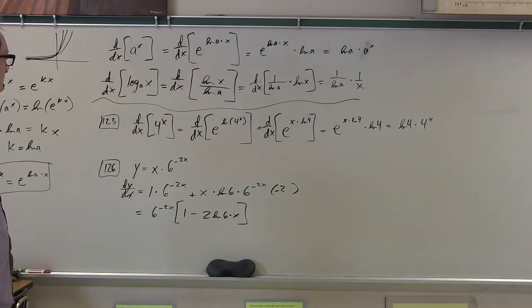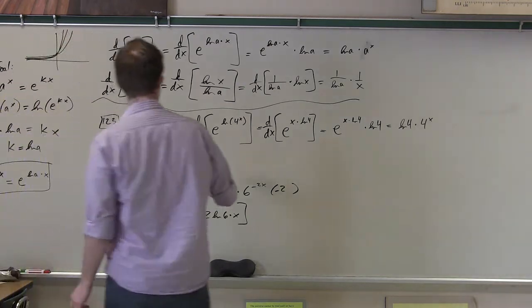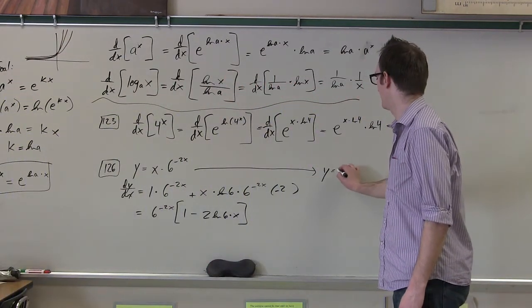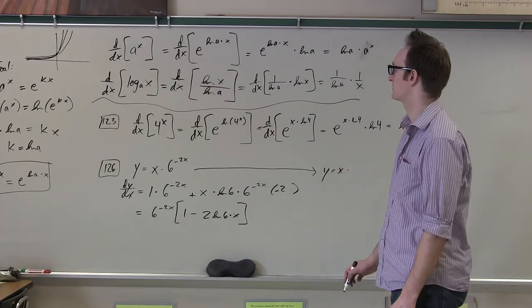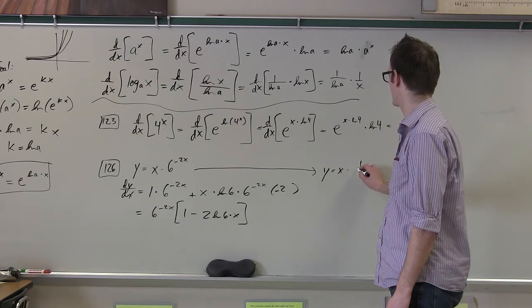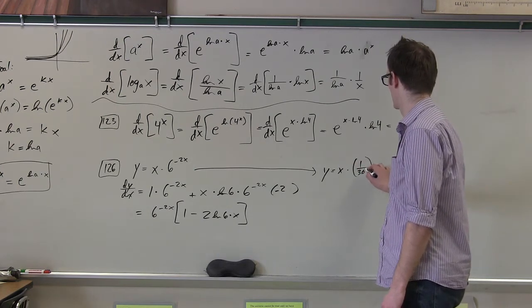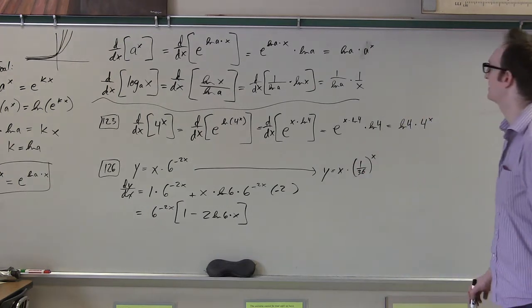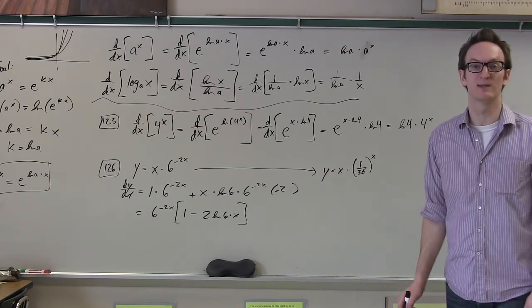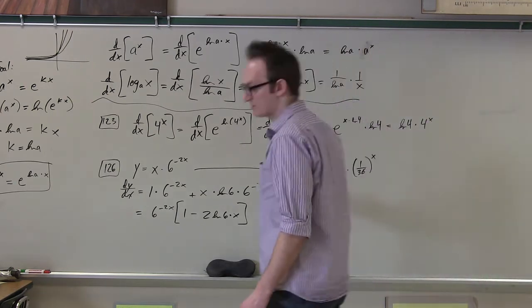Use some exponent rules and rewrite 6 to the negative 2x as 1 over 36 to the x. Instead, write this as x times 6 to the negative second to the x, basically. So it's just 1 over 36 to the x. Yeah, that might be easier. That works too. And then you can just do it from there.